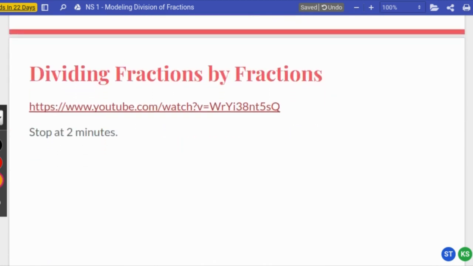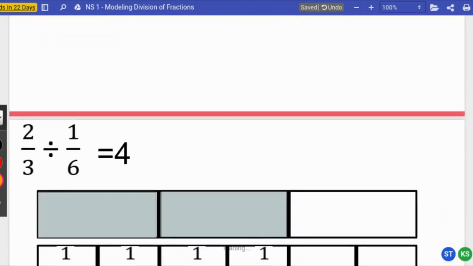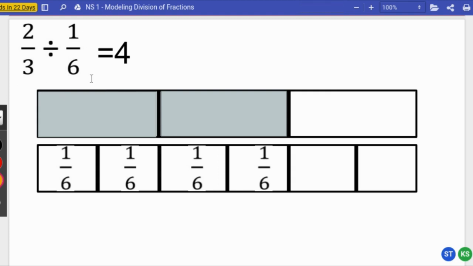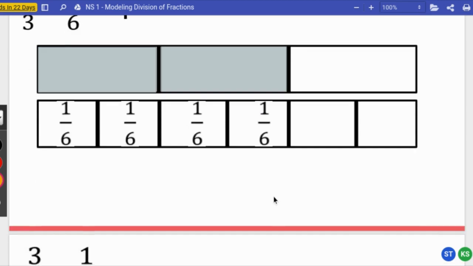All right, we're going to try dividing fractions by fractions now. So our goal is the same. We start with the first number. That's what we have to start with, 2/3. So here's my 2/3 shaded in, and I'm dividing it into 1/6. So I want to know how many 1/6 are in that 2/3. So you can see my whole underneath is the same, but now I've divided it into 6 equal pieces, and there are 4 1/6 in the same, that is the same as the 2/3.